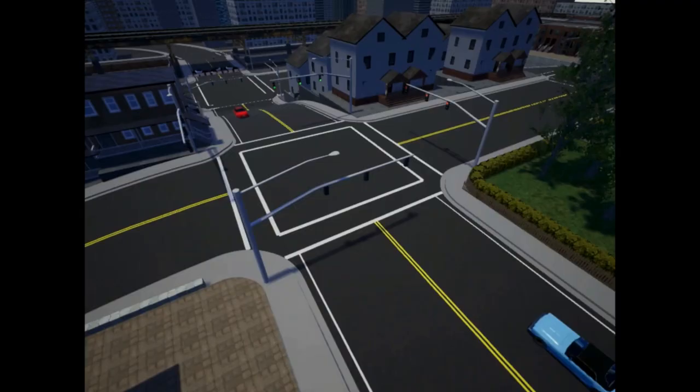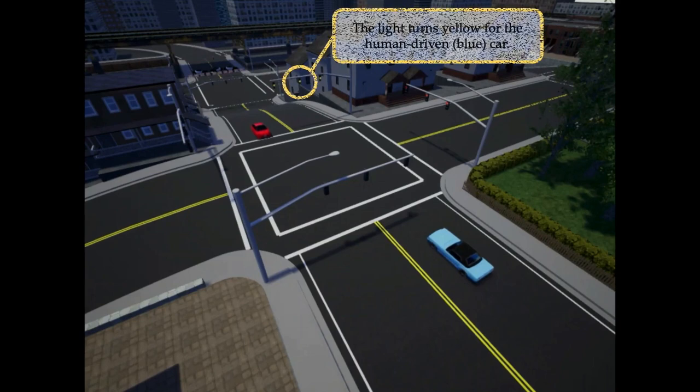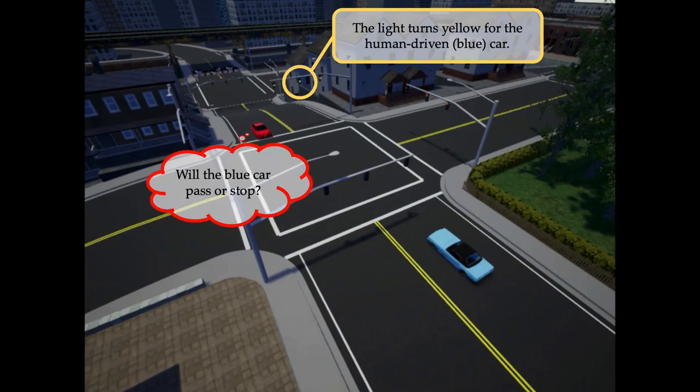For instance, consider a scenario where an autonomous vehicle in red wants to make an unprotected left turn, but we see a blue human-driven car approaching. The light just turned yellow for the human-driven car, and we don't know whether it will run the red light or stop and play it safe. The blue car's actions will determine what actions the red car can take.